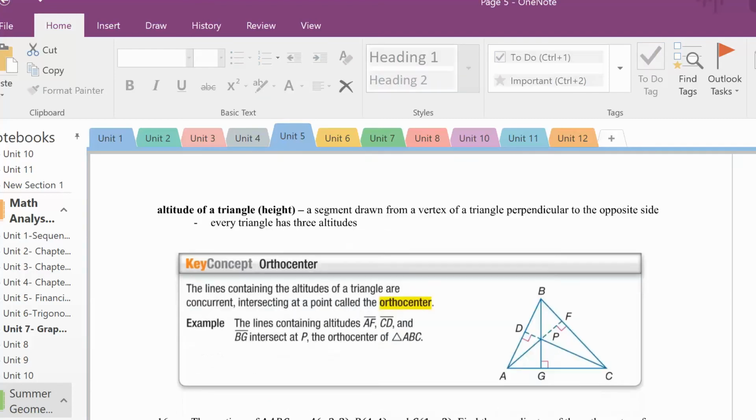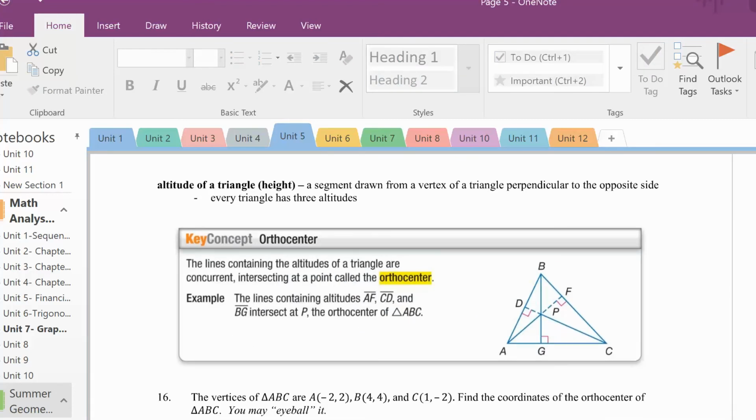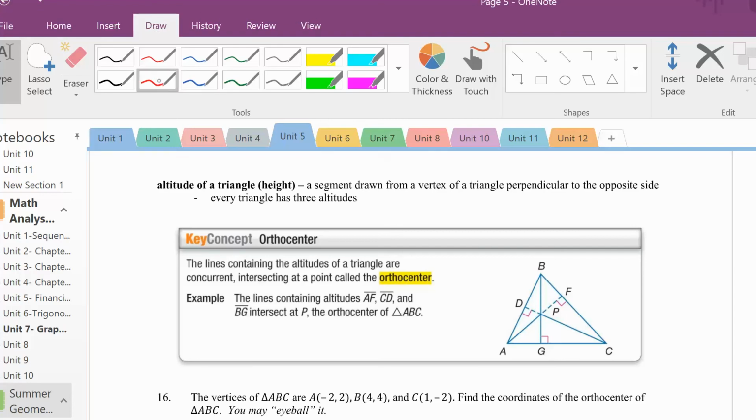All right, so then next we talk about altitudes. And remember, an altitude is a segment drawn from the vertex of a triangle that is perpendicular to the opposite side. So notice they're not going to the midpoint, but they're perpendicular to the opposite side. And the intersection of the altitudes here is what's called the orthocenter.